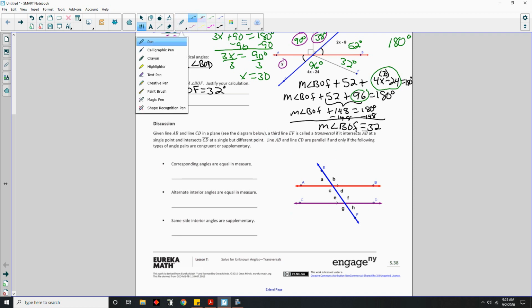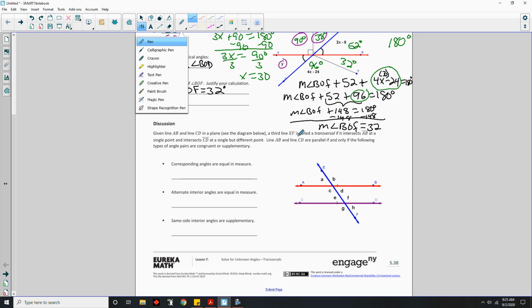Okay, line AB and line CD are parallel. Okay, so if I want to label that as parallel, what color could I use? I'll just use black. Let me get my pen. Okay, so if I line that, they already did. This little mark right here is telling us they're parallel, so never mind.